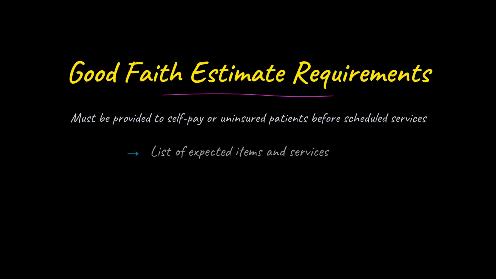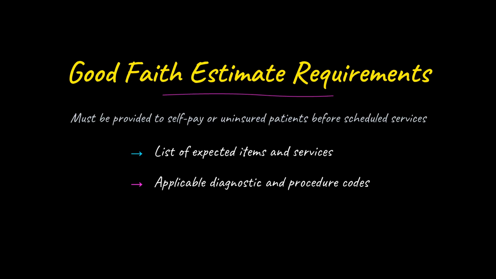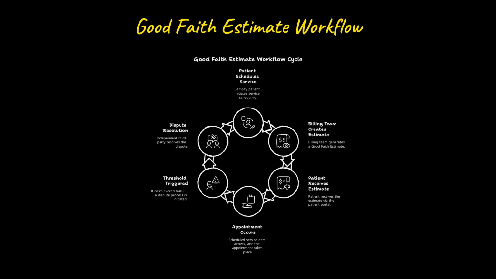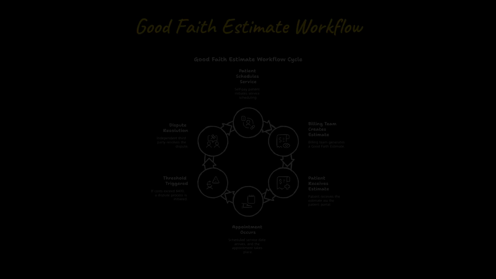When a self-pay or uninsured patient schedules care, the practice must issue a good faith estimate that includes three things: the expected items and services, the applicable diagnostic and procedure codes, and the estimated charges, all delivered before the service is performed. The workflow begins when a self-pay patient schedules a service. The billing team generates the estimate and delivers it to the patient before the appointment. If the final bill exceeds the estimate by $400 or more, the patient can trigger a federal dispute resolution process through an independent third party.